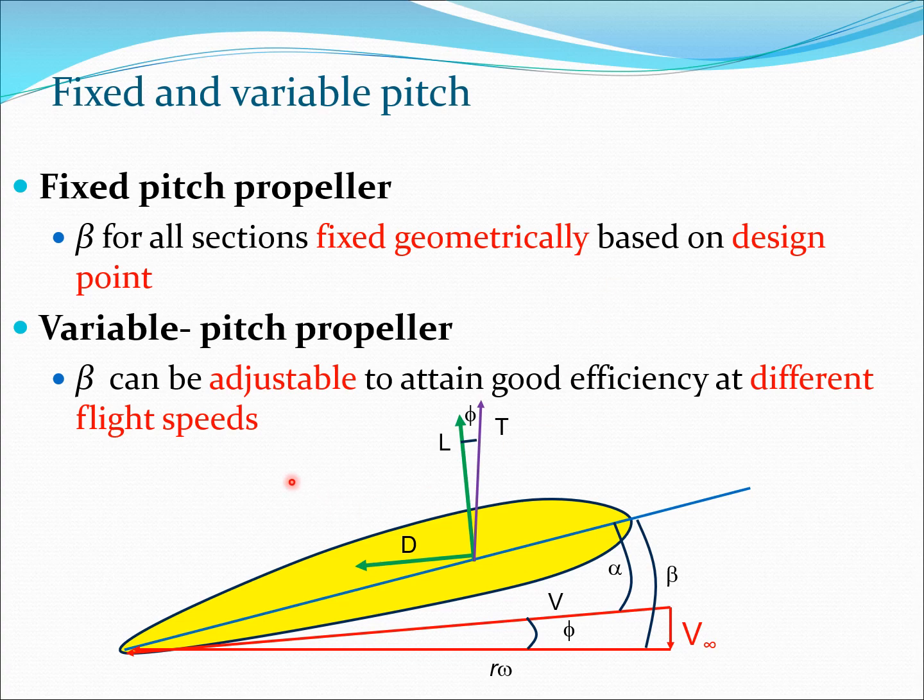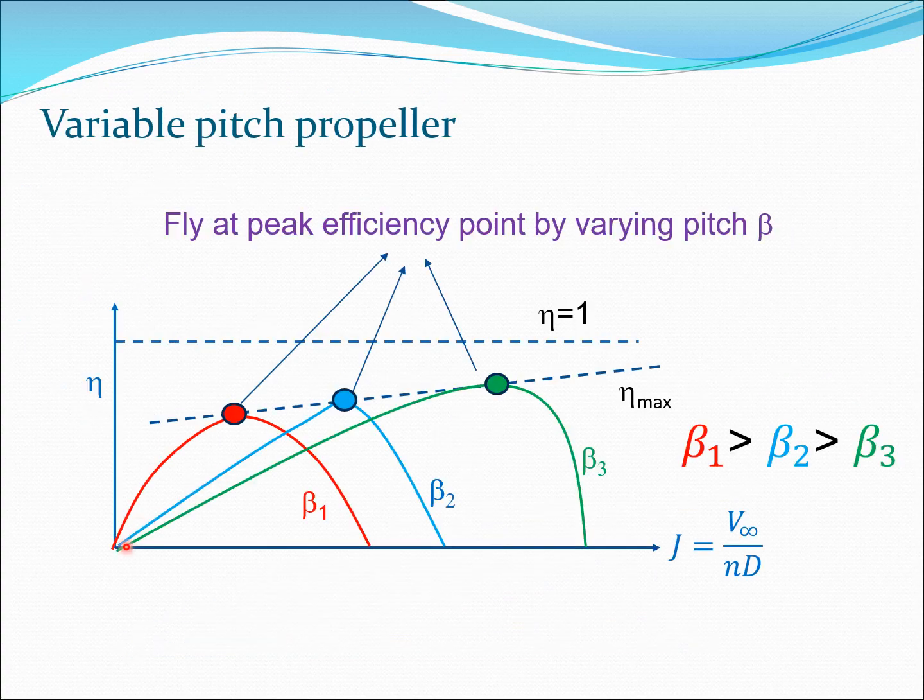However, we already know that varying the propeller pitch would be very useful. So beta in this case can be adjustable. This is the variable pitch propeller, and in this condition you gain good efficiency at different flight speeds. You can clearly see the point here. If you have a variable pitch propeller, then you will use these different points here. Depending on the particular velocity, you can use the point which is optimal for that velocity. That's something you will always try to do.